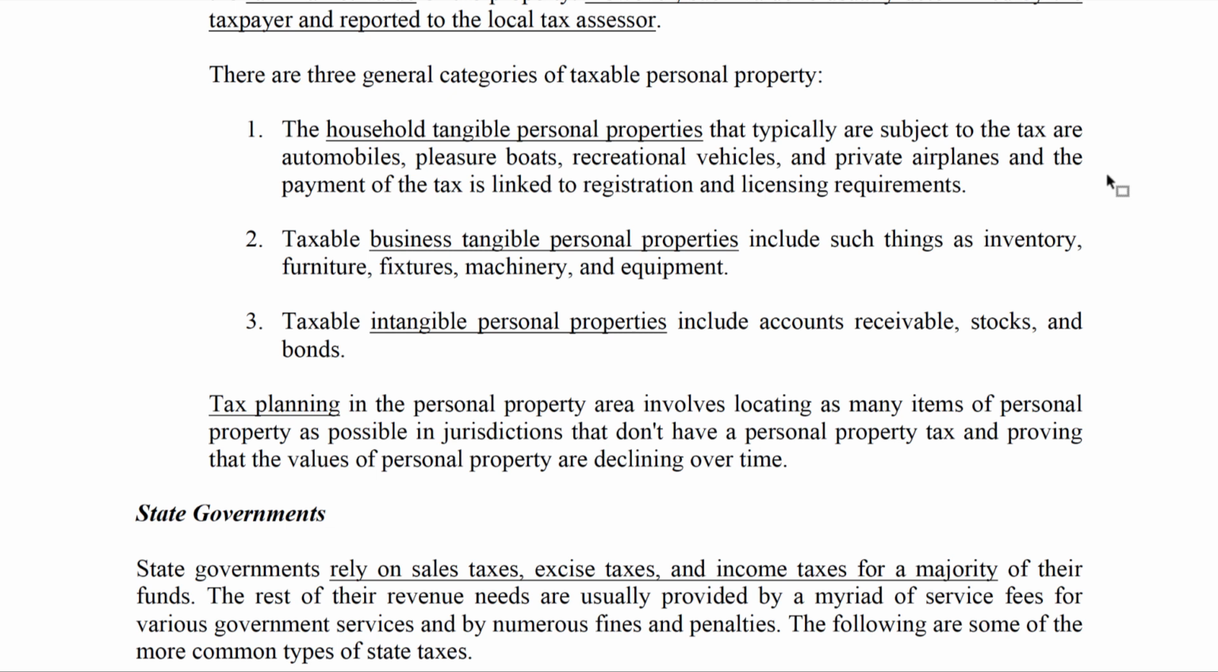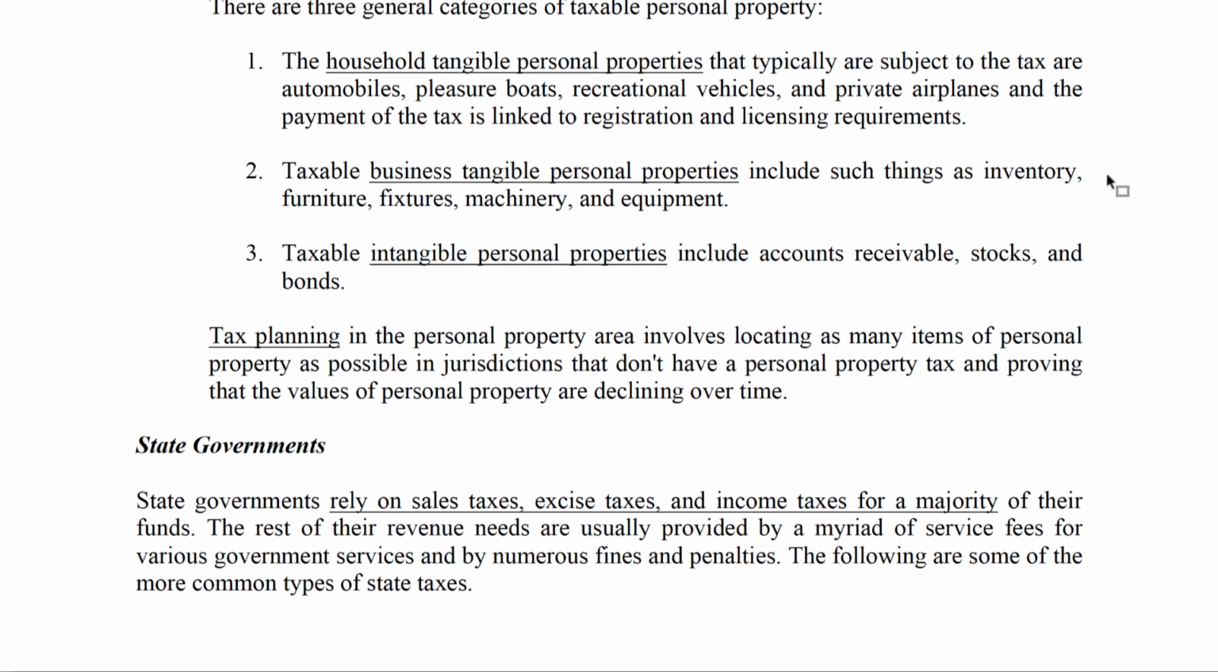And finally, some municipalities have personal property taxes on intangible properties, like accounts receivable, stocks, bonds, even intellectual property like patents, copyrights, trademarks, even those types of things. So just like the real property tax, the tax planning here involves dealing with assessed values and elements related to maybe getting some type of exception or exemption not to be taxed or abatement.